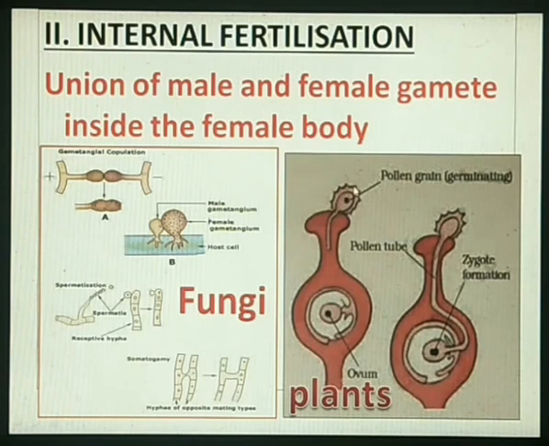So what happens? The pollen grains which carry the male gamete will form a tube, it will enter inside into the ovary, and then it will enter into the ovule where the egg is located. Okay, this egg is stationary. So here the fertilization will take place.